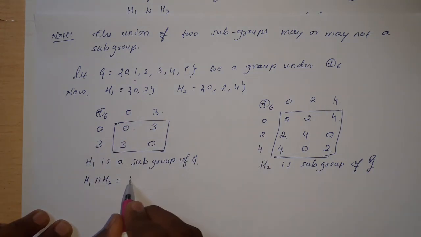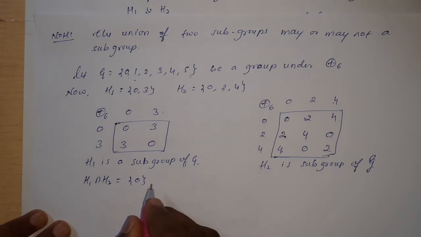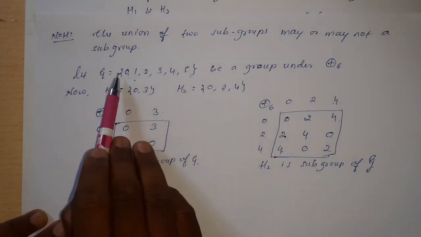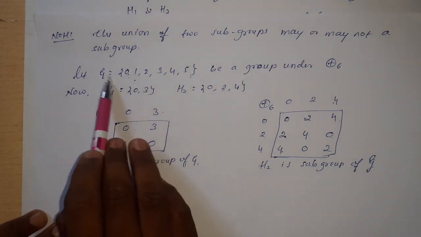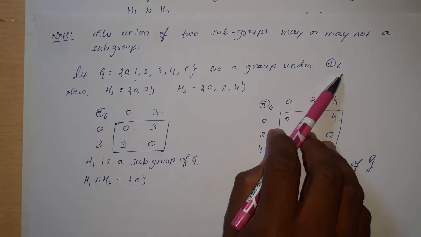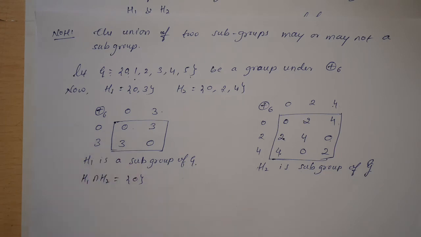So what is the common element here? 0 is the common element, and here 0 is nothing but the identity element of G, right? Because for the group G, addition modulo 6 means that it is nothing but addition only. So whenever the binary operation is addition, then 0 will be the identity element. So 0 is the identity element of G.